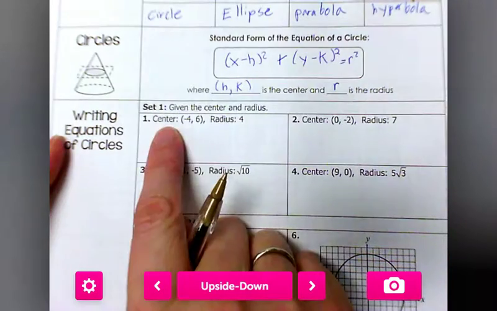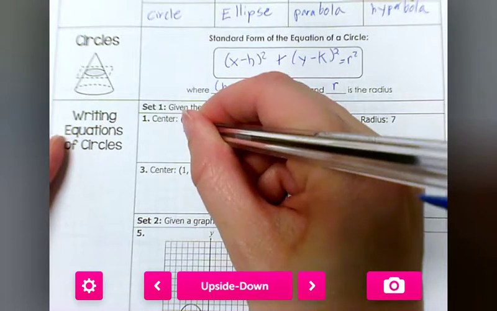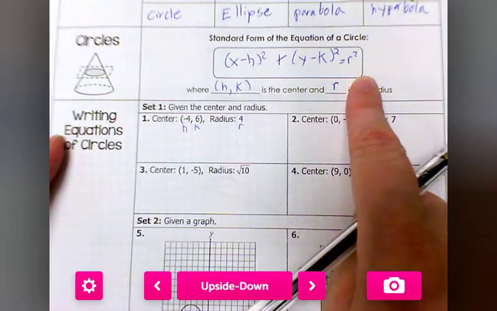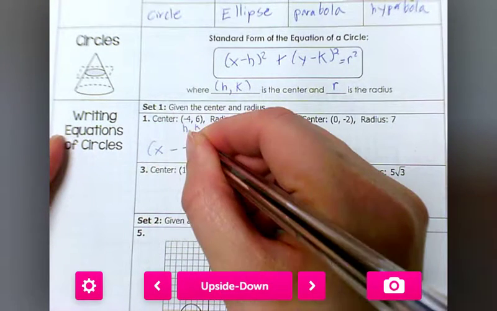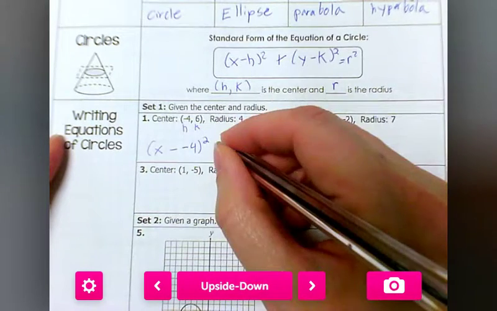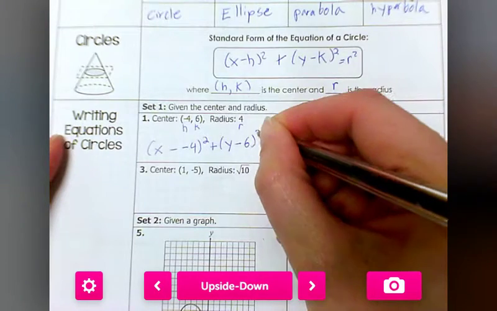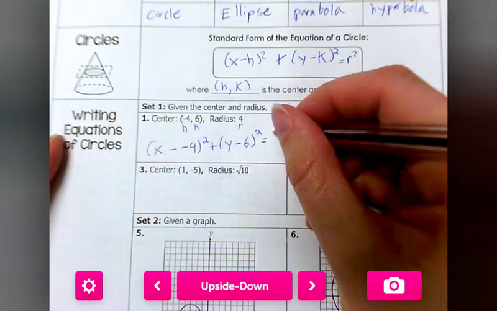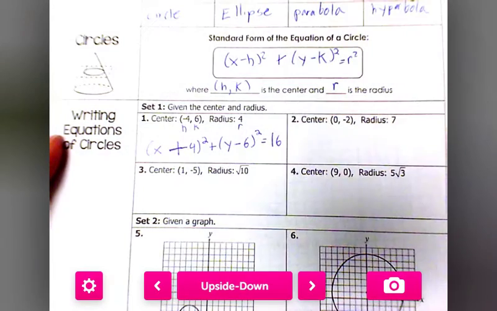Okay. So here we have my center, (-4, 6) with a radius of 4. Right here, this is my h. This is my k. That's my r. Now I'm going to put it in this equation. So I'm going to say (x - (-4))² + (y - 6)² = , what's 4 squared, guys? What's 4 times 4? 16. You can change this double negative right here to a positive, but I just wanted you to see where it came from.